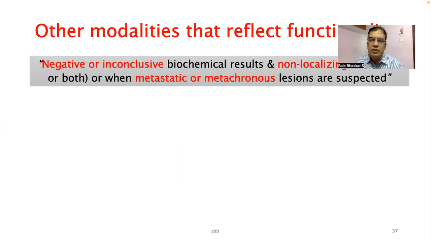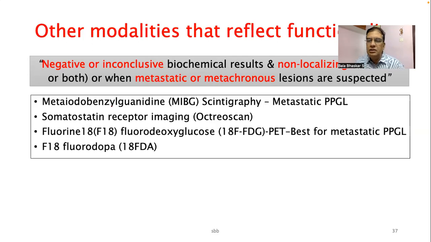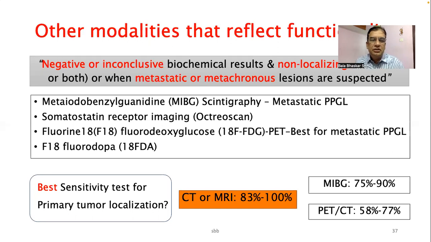There are other modalities which are also available. If there are negative or inconclusive biochemical results, or non-localizing CT or MRI, or when metastatic or metachronous lesions are suspected, we have these different types of tests. You can just remember the names, for example, the MIBG scintigraphy and 18F FDG PET scan. They are definitely useful for metastatic PPGLs. What we should remember ultimately is that the best sensitivity test for primary tumor localization is definitely the contrast CT, and it could be MRI also, to the extent of 80 to 100%.